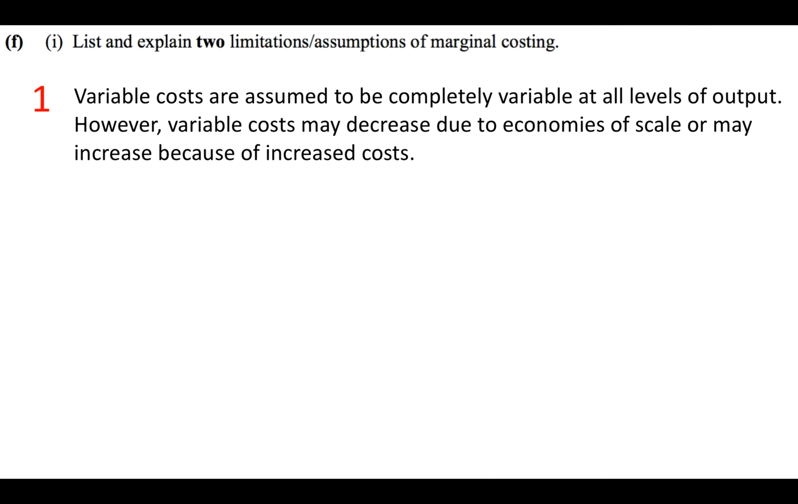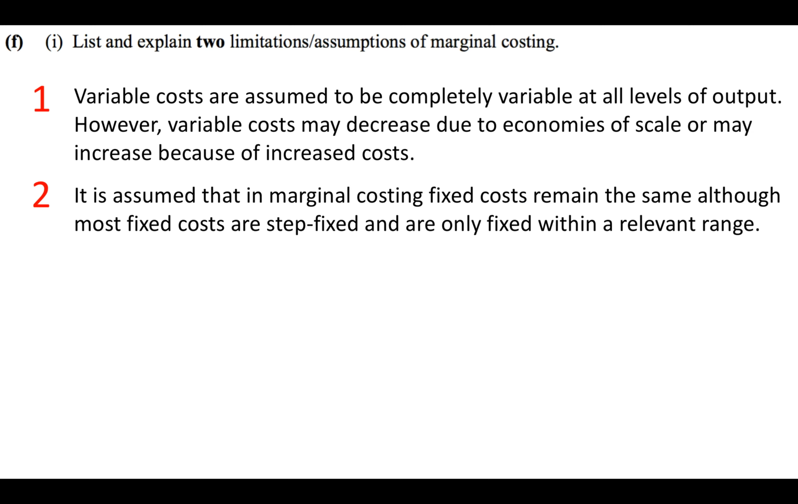Part F then is a little bit of theory. List and explain two limitations or assumptions of marginal costing. Number one, we've seen this before in our introduction to marginal costing video. Variable costs are assumed to be completely variable at all levels of output. However, variable costs may decrease due to economies of scale, or may increase because of increased costs. If you're buying in bulk, it's quite obvious that your supplier is going to give you discounts, or else you'll just go to a different supplier who is going to give you discounts.